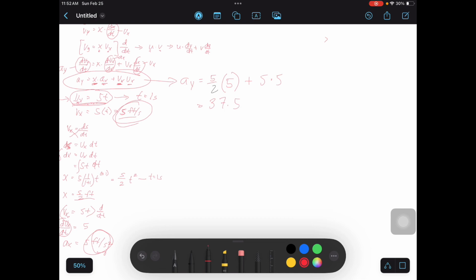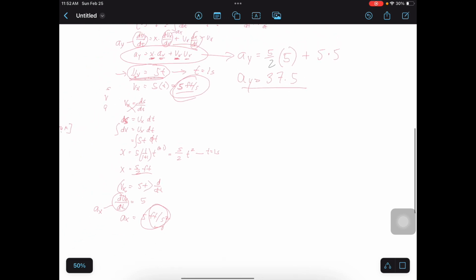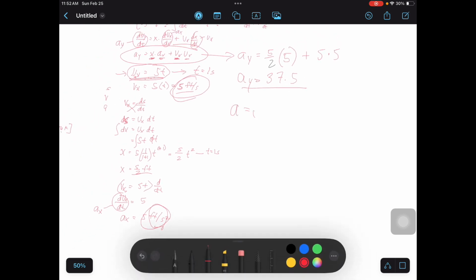So, this is your acceleration along the y-axis. What it is asking for is the acceleration, meaning you still need to get the resultant. How do we get the resultant? Pythagorean theorem. Your ax, which is this one, 5 squared plus this one squared. So, our A is 5 squared plus 37.5 squared, which is 37.83 feet per second squared. So, this is your acceleration.